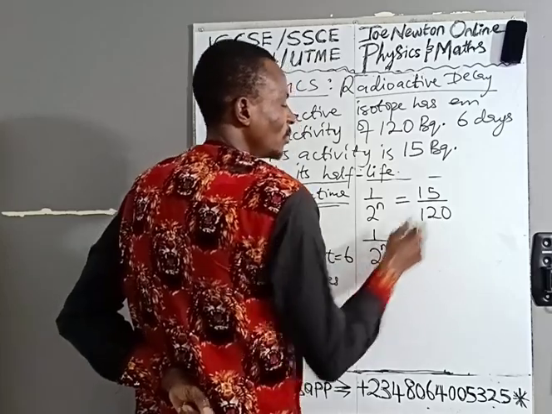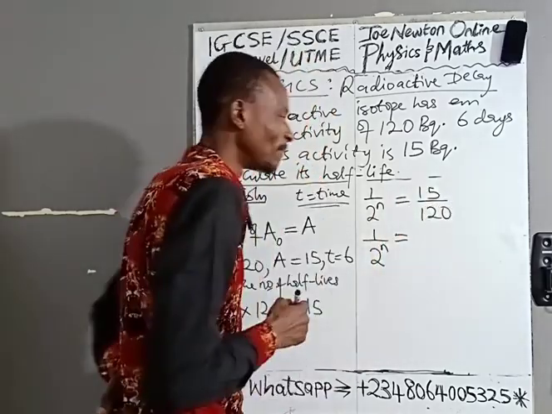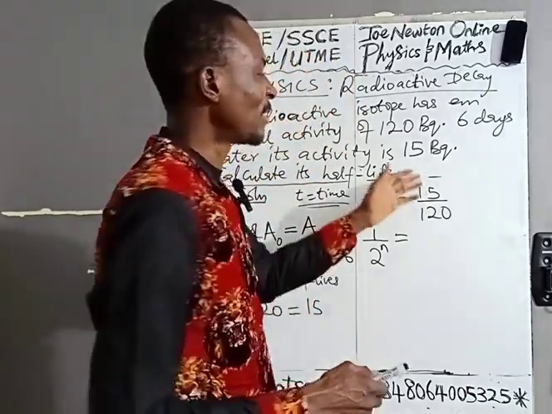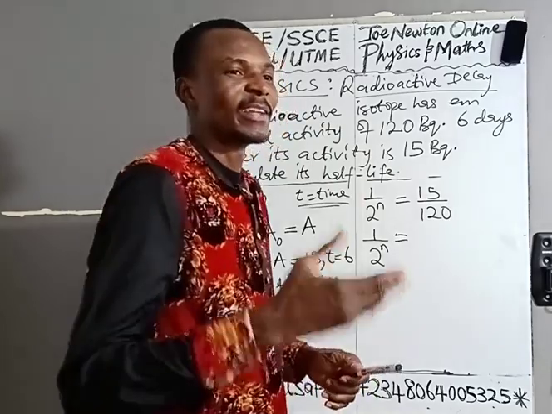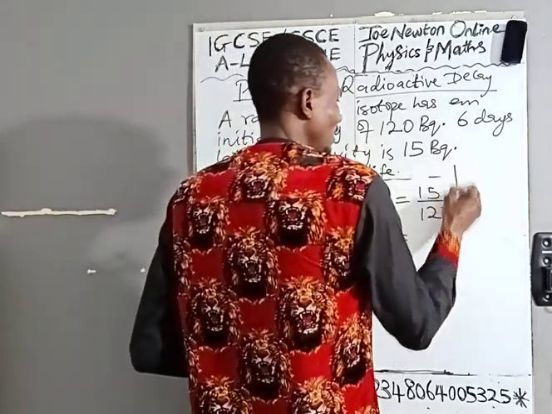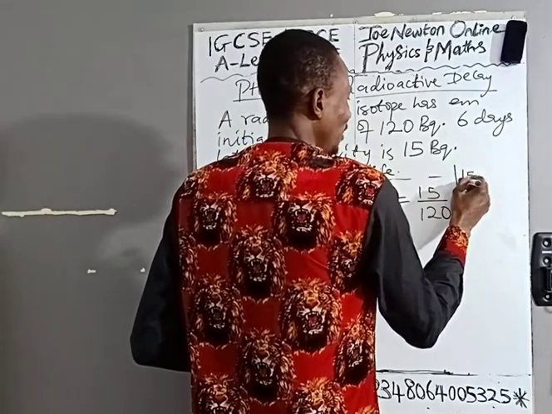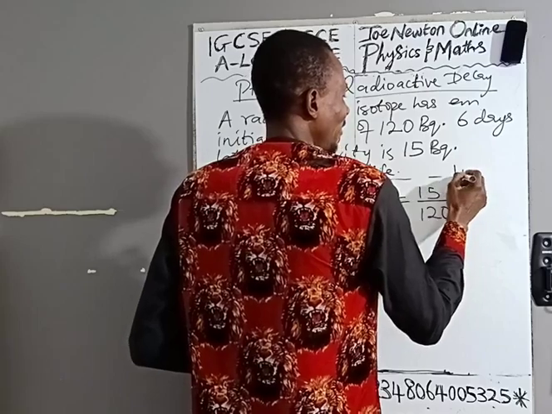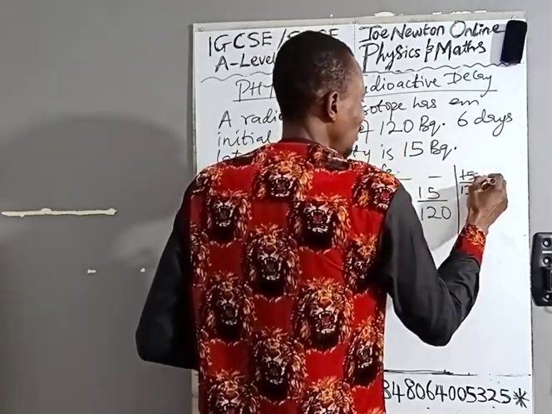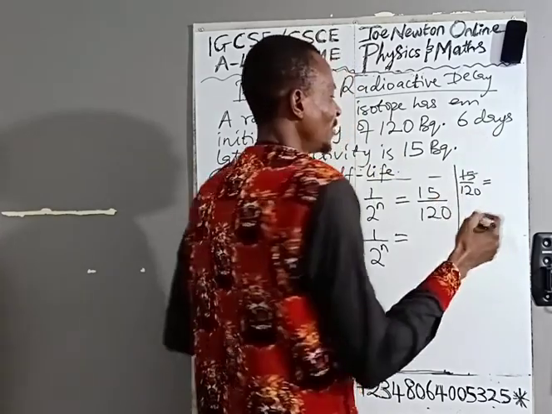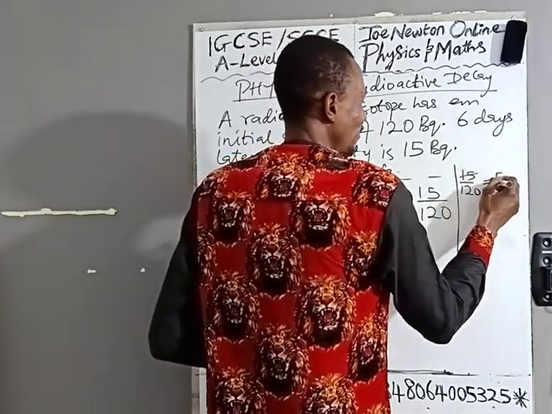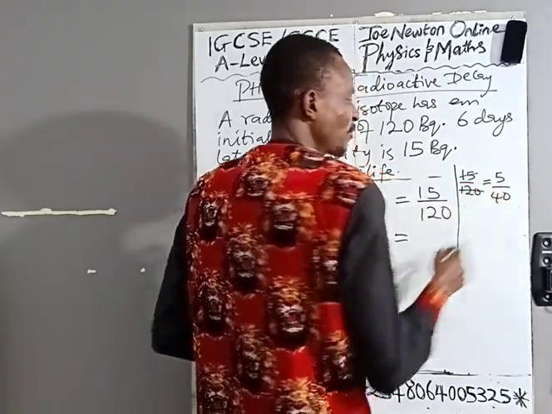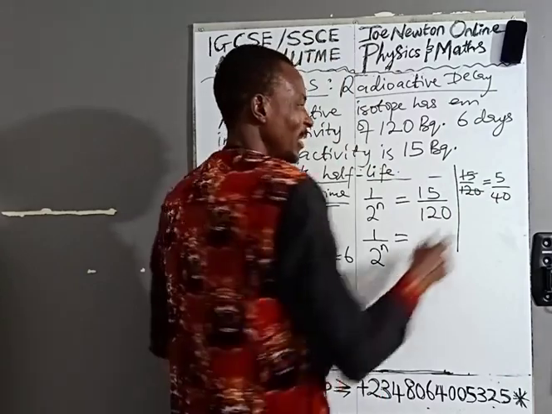Okay, so we still have 1 over 2 raised to the power of n is equal to, we reduce this to lowest terms. I think there is a factor here that can divide them. Yeah, there's a factor here. Let's take it gradually, so you understand. If I have 15 over 120, let's start with 3. 3 divides 15 is 5. 3 divides 12 gives you 4. You put the 0, that is 40. You see what I did?